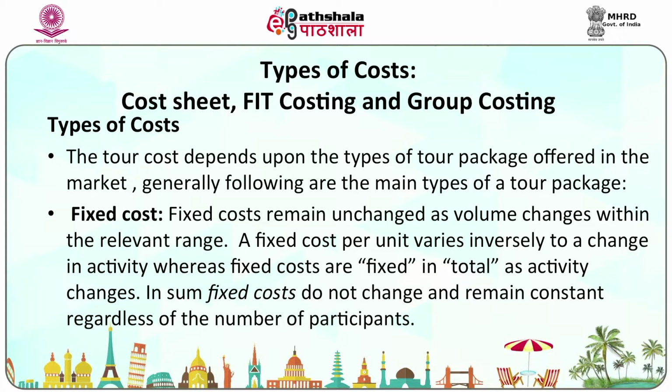Tour cost depends upon the types of tour package offered in the market. Generally, the following are the main types of tour cost. First, fixed cost. Fixed costs remain unchanged as volume changes within the relevant range. A fixed cost per unit varies with the change in the activity, whereas fixed costs are fixed in total as activity changes. In sum, fixed costs do not change and remain constant regardless of the number of participants.